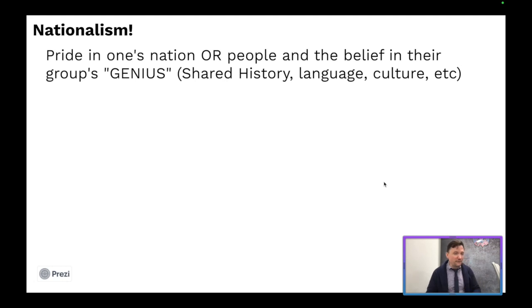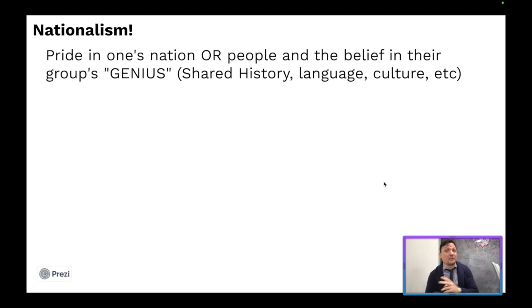Nationalism is a growing force in Europe during the 1800s, which is beginning to unify groups of people together across religious lines and bringing them together along cultural ones. What nationalism is, if you're really delving into it, is something that we tried to dip our toes into with the warm-up yesterday. It is pride in one's nation or people and the belief in their group's genius.